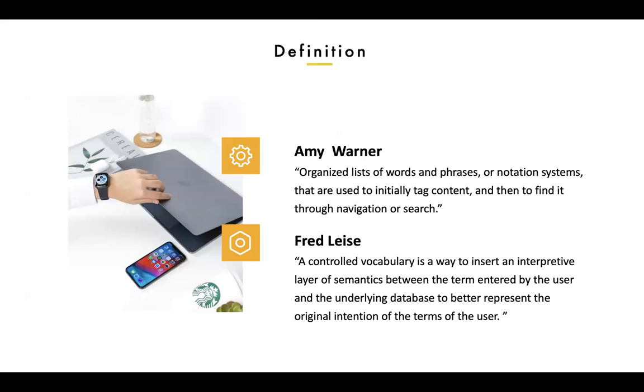Here is the definition. Amy Warner defined it as organized lists of words and phrases or notation systems that are used to initially tag content and then to find it through navigation or search. Fred Leise defined it as a way to insert an interpretative layer of semantics between the term entered by the user and the underlying database to better represent the original intention of the terms of the user.